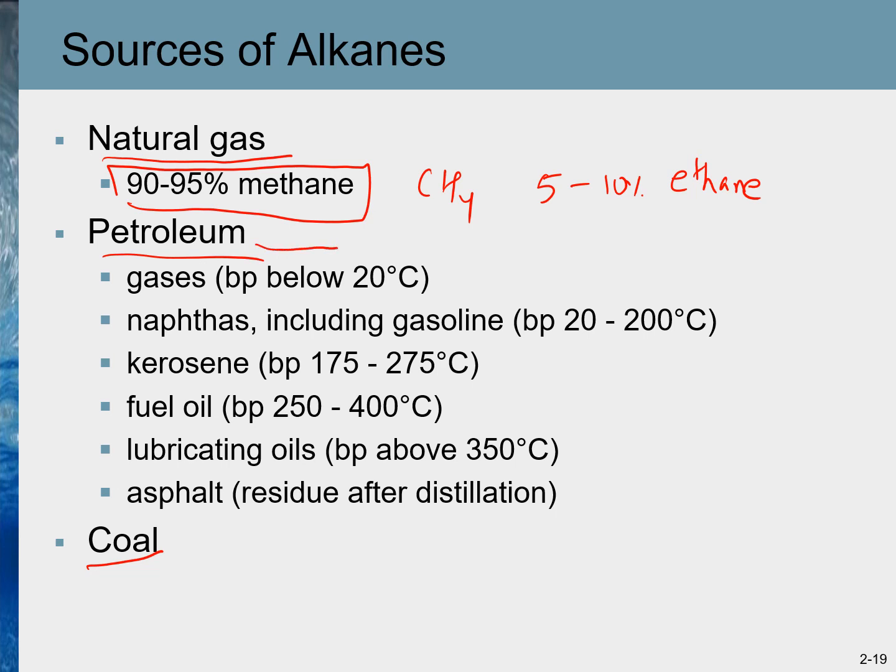Petroleum is a thick, viscous, oily liquid which is a mixture of thousands of compounds, and most of those compounds are hydrocarbons. Petroleum is formed or was formed from the decomposition of marine plants and animals.